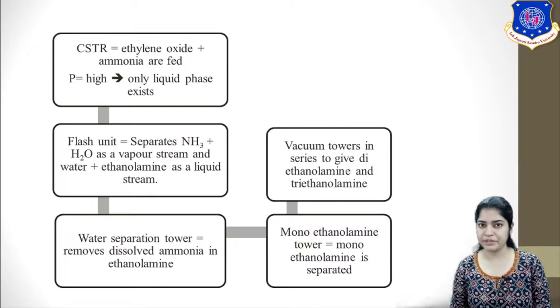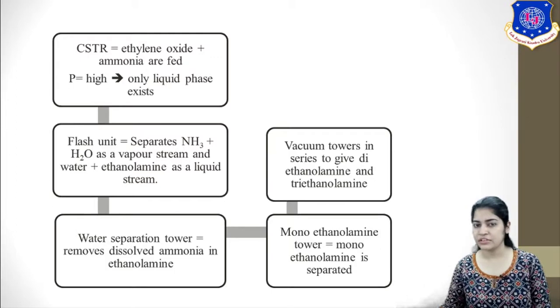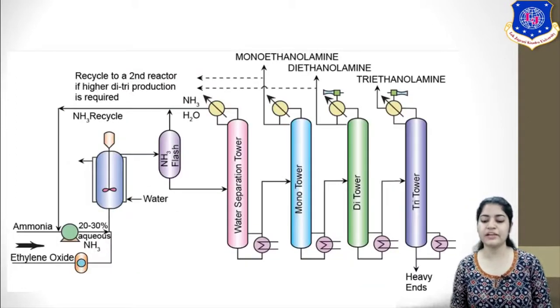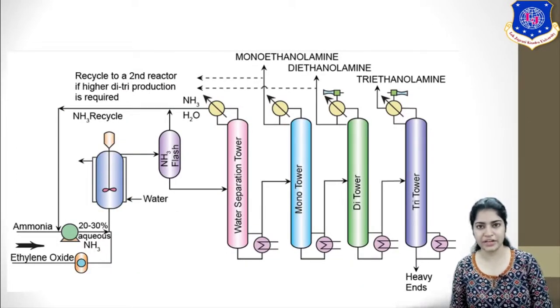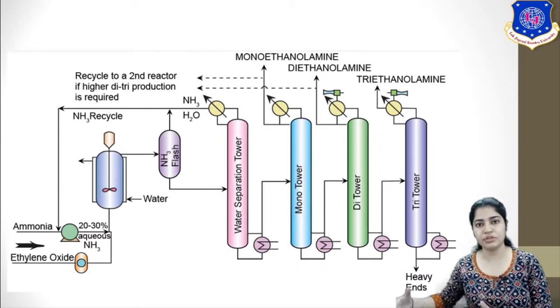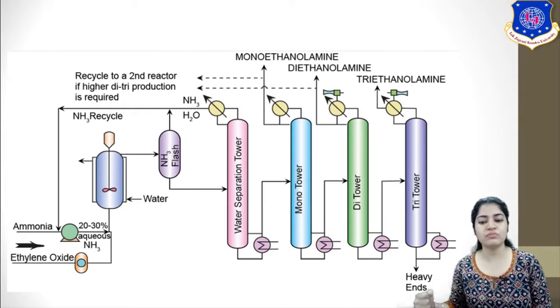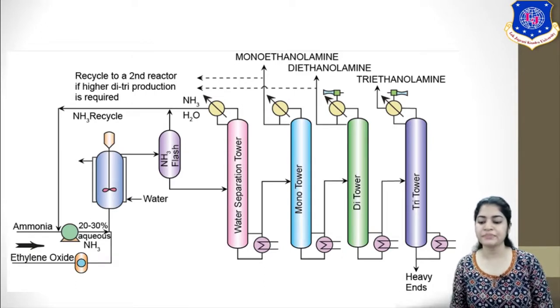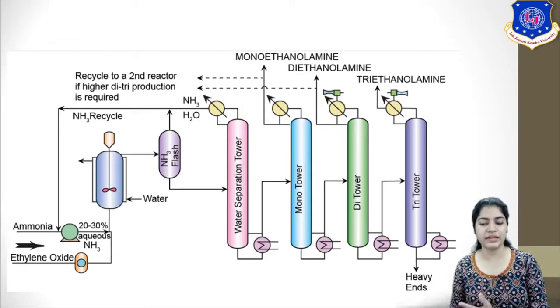Now from the water separation tower, you are sending your product to a series of distillation columns. Okay, so here you can see the mono tower, di tower and tri tower. All these three towers are fractionating columns, okay, which separate out individual components of ethanolamine. So from the mono tower you get your monoethanolamine, from the di tower you get your diethanolamine, and from the tri tower you are getting your triethanolamine.